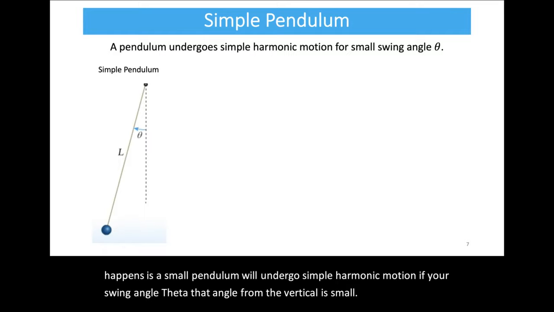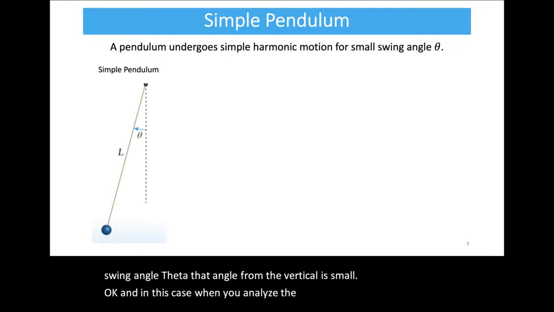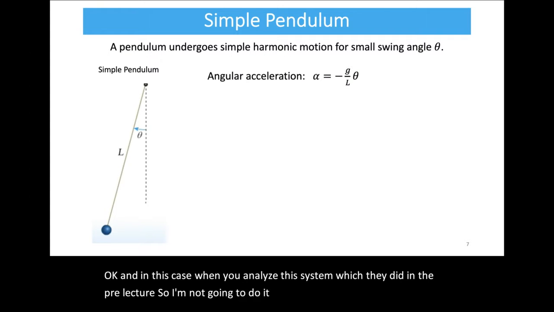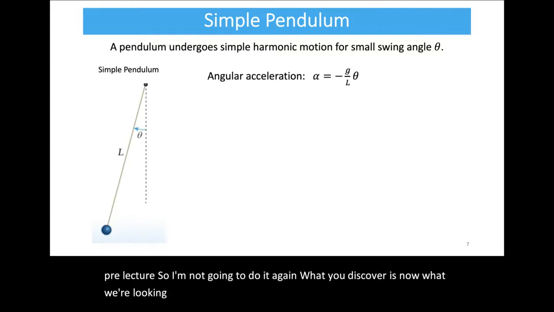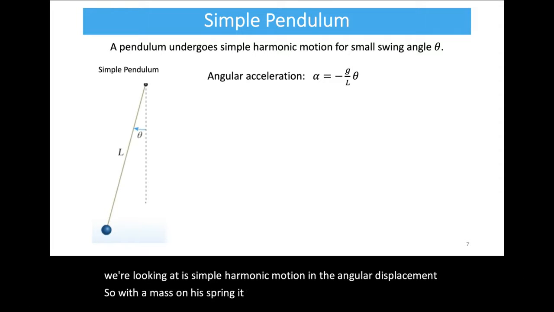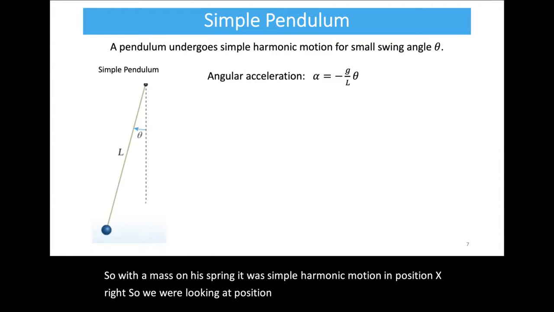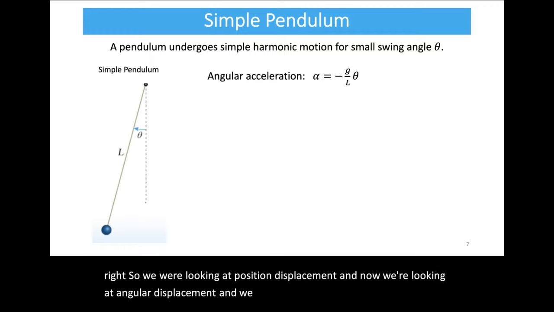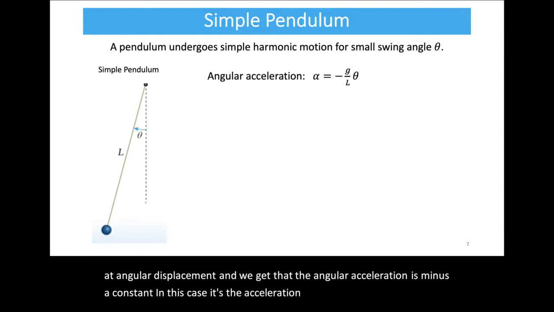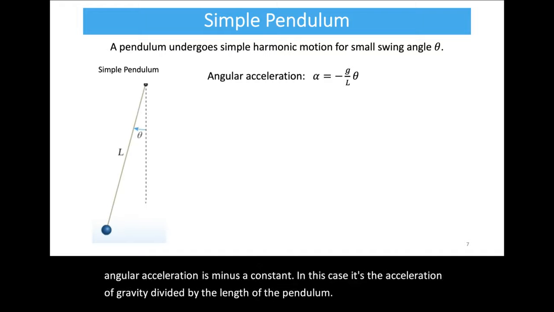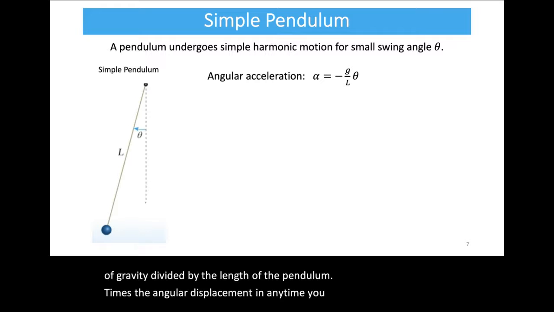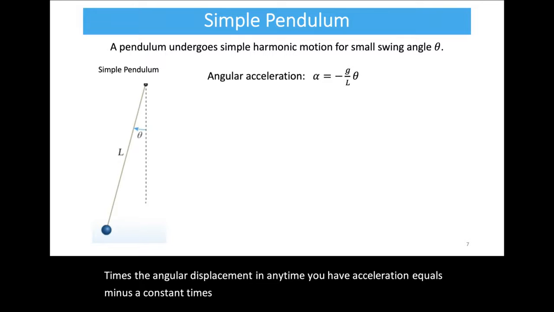In this case, when you analyze the system, which they did in the pre-lecture, so I'm not going to do it again, what you discover is that we're looking at simple harmonic motion in the angular displacement. With a mass on a spring, it was simple harmonic motion in position x. Now we're looking at angular displacement, and we get that the angular acceleration is minus a constant, in this case the acceleration of gravity divided by the length of the pendulum, times the angular displacement. And anytime you have acceleration equals minus a constant times displacement, that will give you simple harmonic motion.